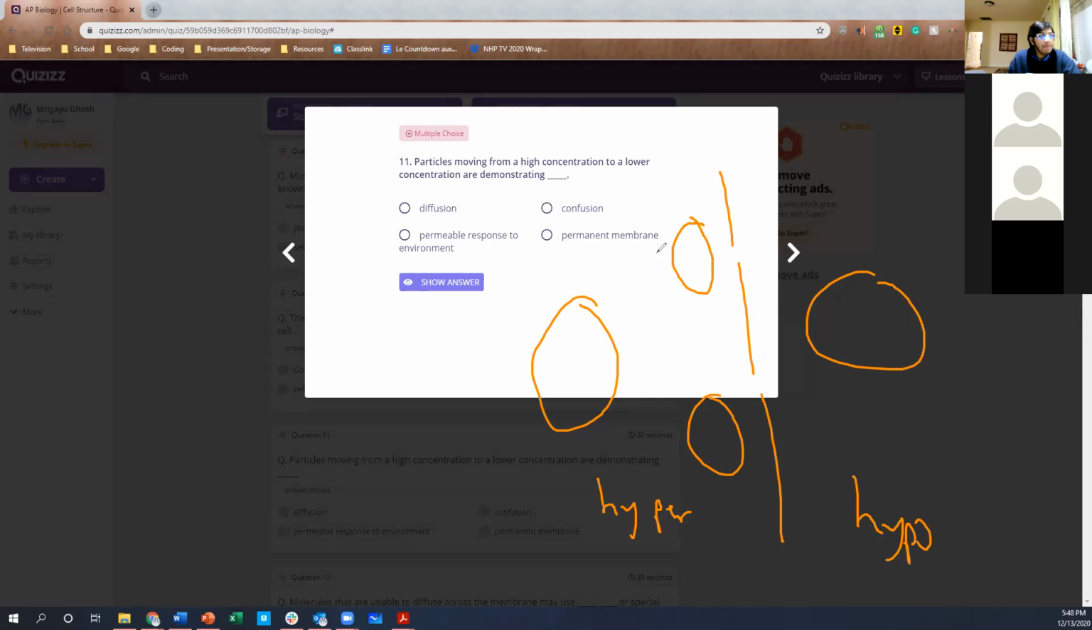The first thing that the particles would try to do would be to move from this area of high to low concentration. But they can't, because these holes, as you can see, are too small. The particles can't move through them. So water is forced to move. How would water move? Would water move from hyper to hypo or from hypo to hyper? Hyper to hypo.